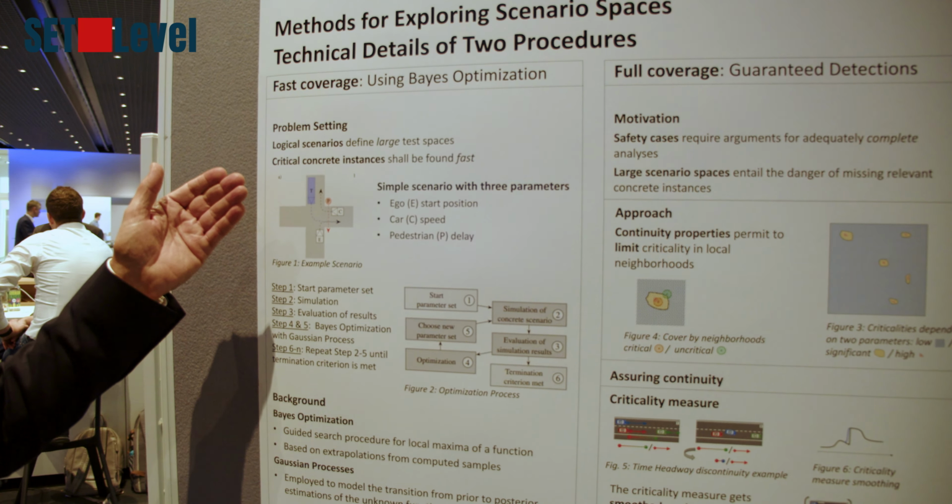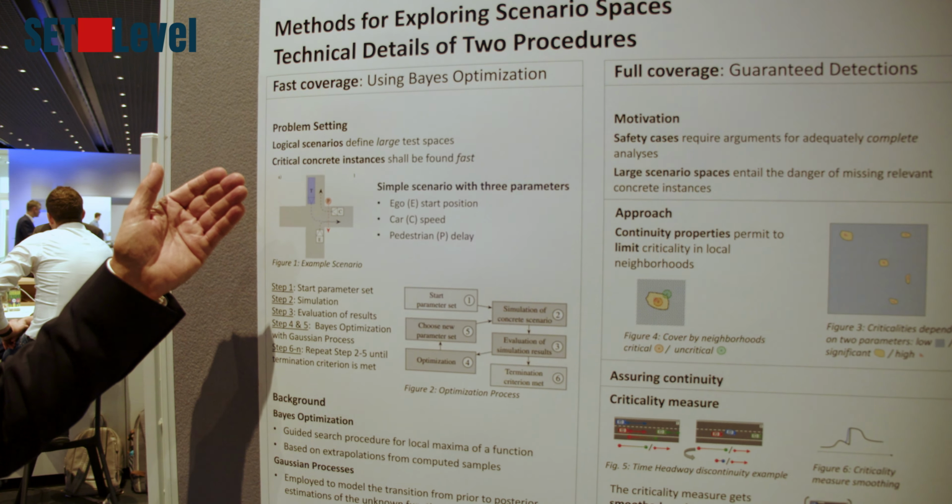Okay, and there are two procedures. One which tries to find interesting points, critical instances fast, and the other tries to provide also a guarantee that nothing has been overlooked.